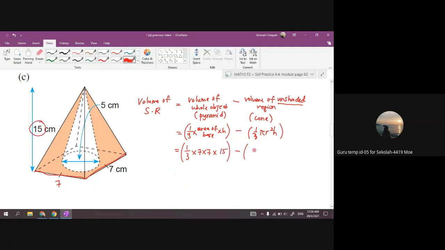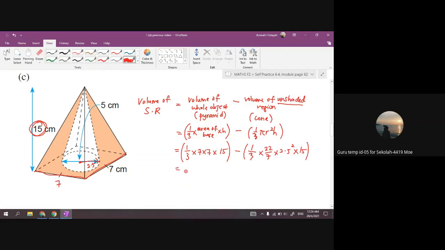Minus 1/3 times pi times the radius of the cone. The diameter of this cone is 5, so 5 divided by 2 gives 2.5. 2.5 square times the height of the cone. The height of the cone is equal to the height of the pyramid, so 15.